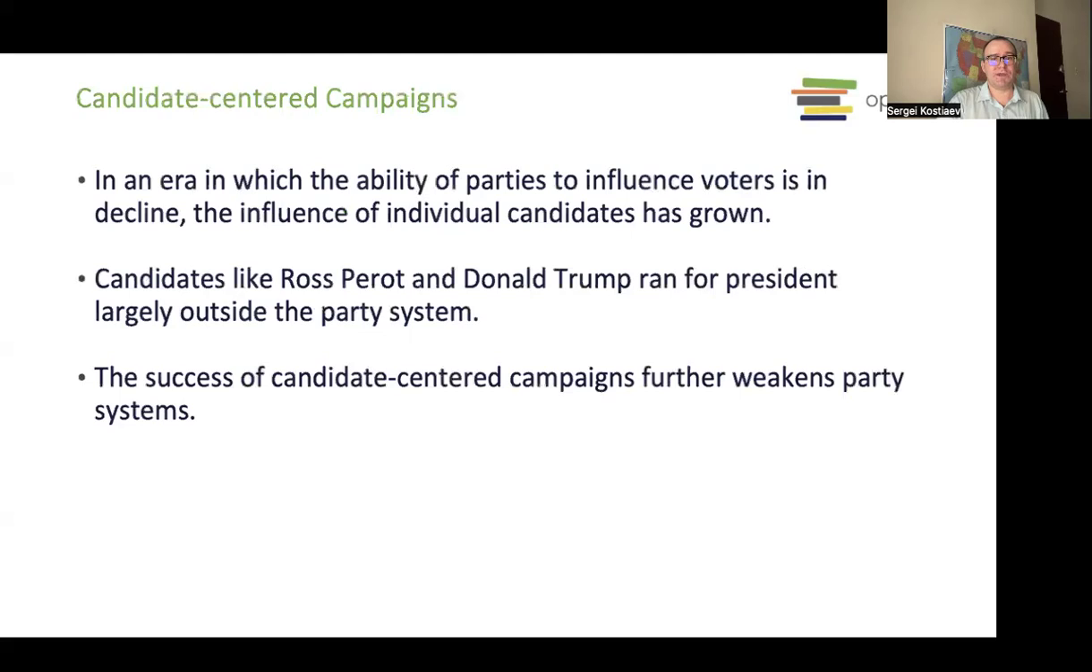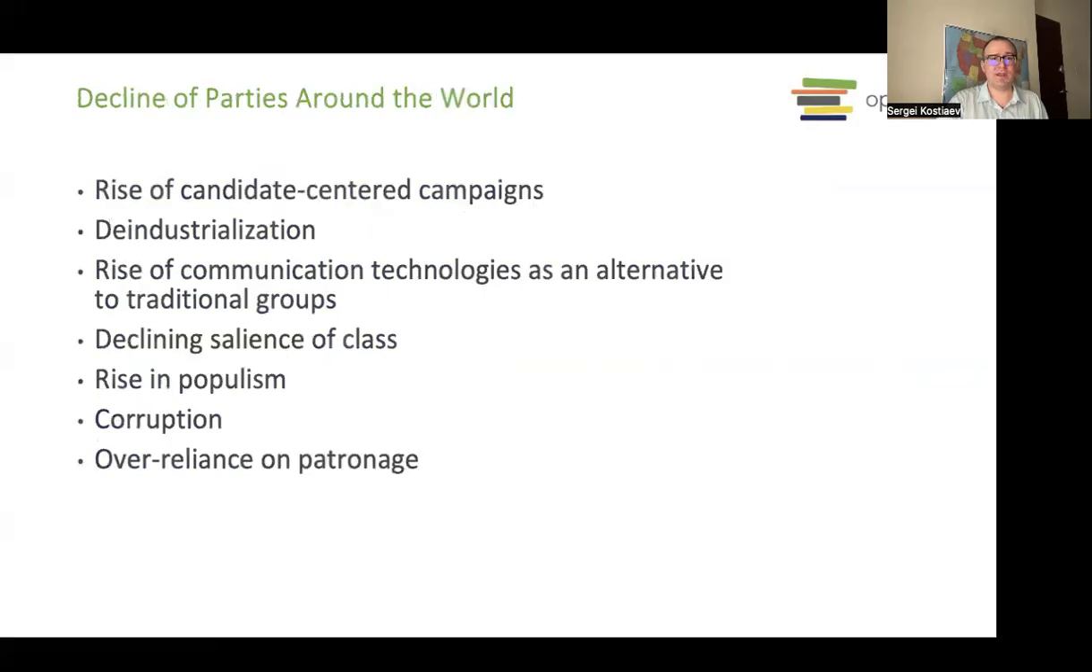Thing is, in recent decades, we observe more candidate-centered campaigns when the focus is on people instead of party platforms. And not many people currently pay attention to party platforms, which are adopted during conventions. And even when people are elected, they don't pay much attention to party platforms, at least in the United States.